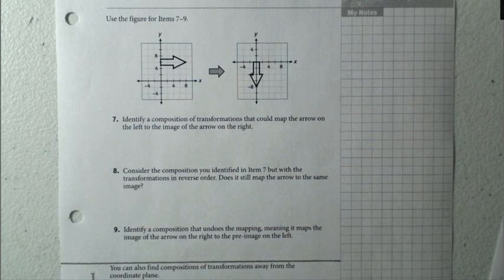8. Consider the composition you identified in item 7, but with the transformation in reverse order. Does it still map the arrow to the same image? 9. Identify a composition that undoes the mapping, meaning it maps the image on the arrow on the right to the pre-image on the left.